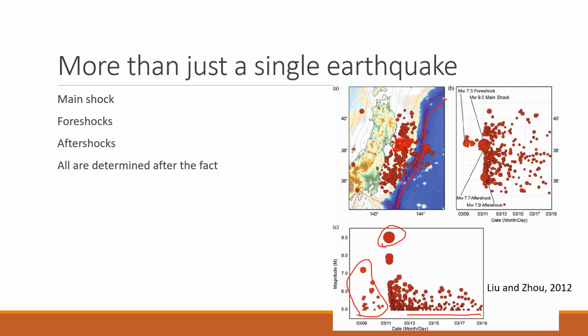Sometimes the quote big event isn't actually the biggest event. So, for example, you may have something that looks like a main event and then you have a bigger one happening immediately after. So then you realize, nope, that wasn't the main event. That was actually a foreshock as well. So normally these are determined after the sequence has ended.